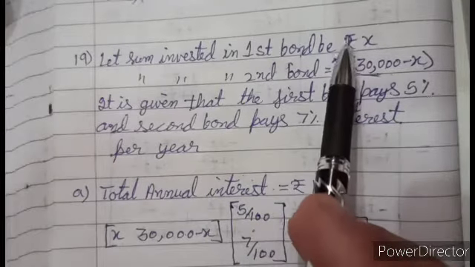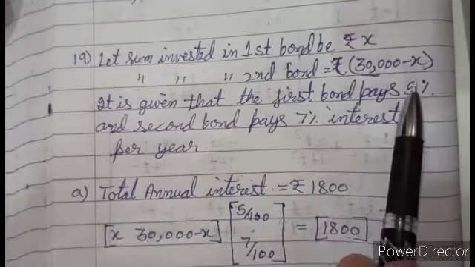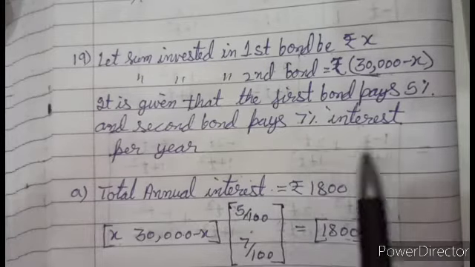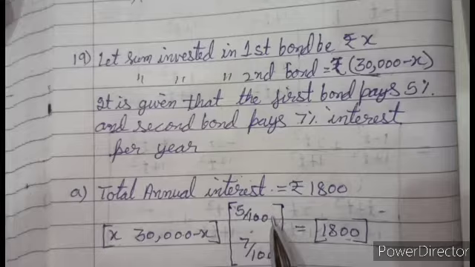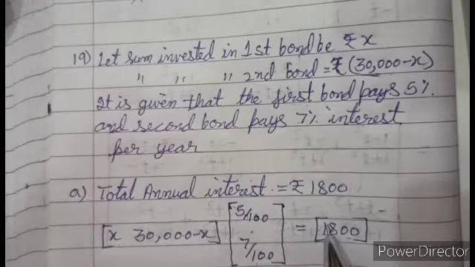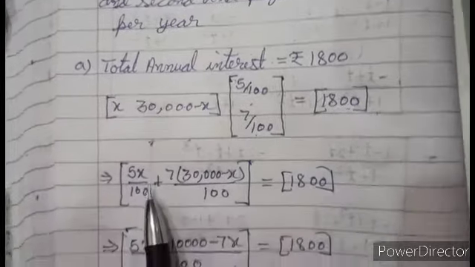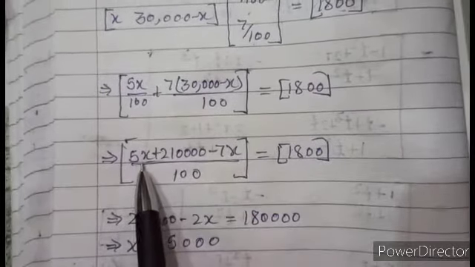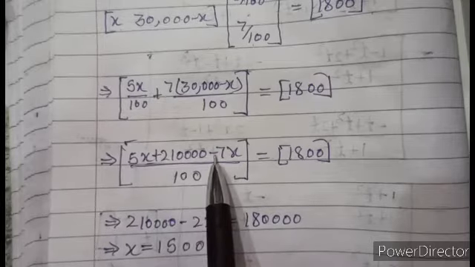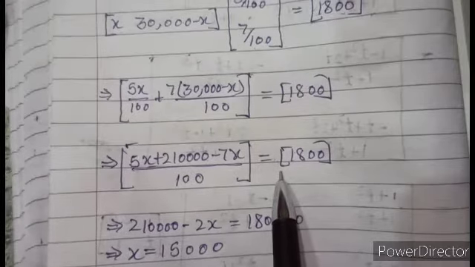Now take the sum invested in a row matrix and the interest paid by each bond per year in a column matrix. That is, 5% can be written as 5 by 100, 7% can be written as 7 by 100, and the total interest is given as 1800. Now after multiplying our left hand side, we are getting a matrix with a single element, (5x plus 2,10,000 minus 7x) upon 100, and our right hand side is 1800.